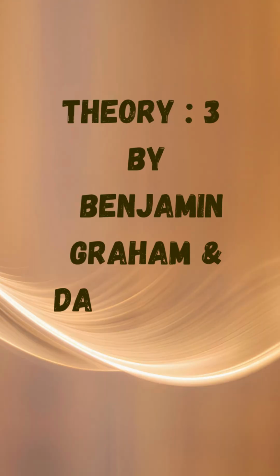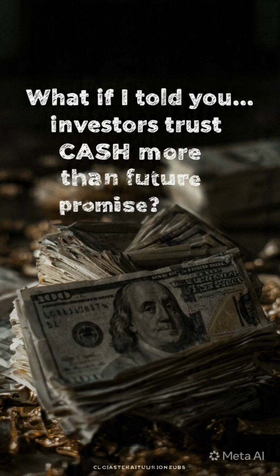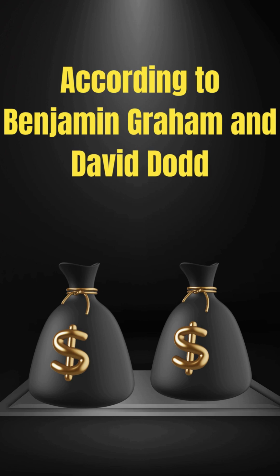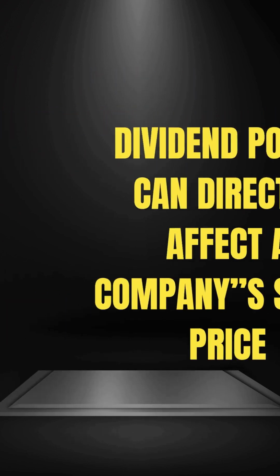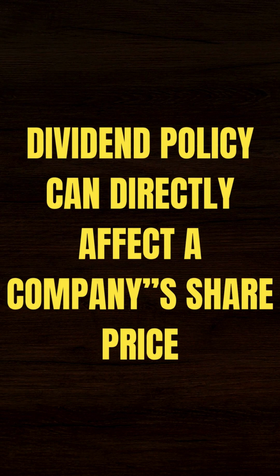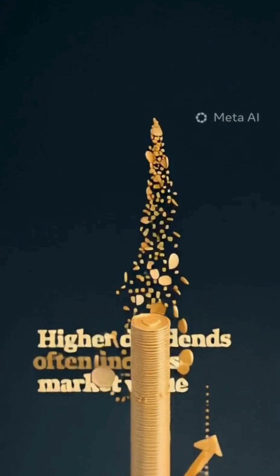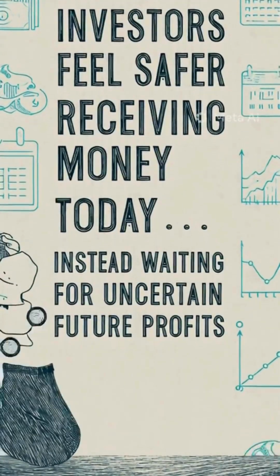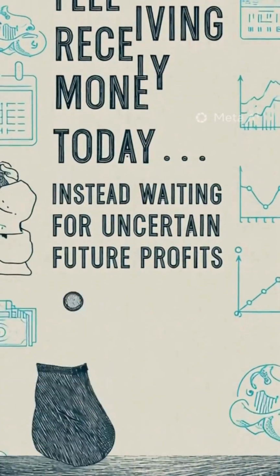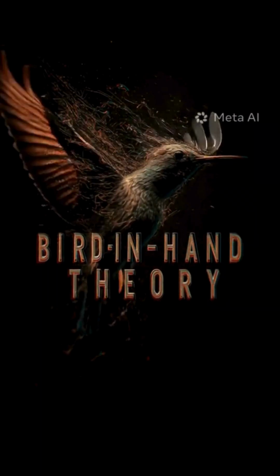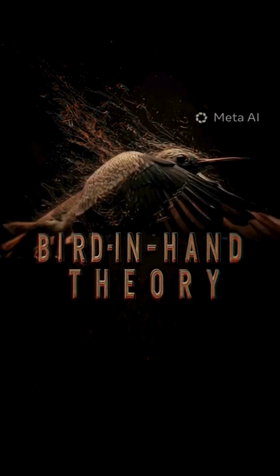What if I told you investors trust cash more than future promises? According to Benjamin Graham and David Dodd, dividend policy can directly affect a company's share price. Their traditional model says higher dividends often increase market value. Why? Because investors feel safer receiving money today instead of waiting for uncertain future profits. This idea is called bird-in-hand theory.